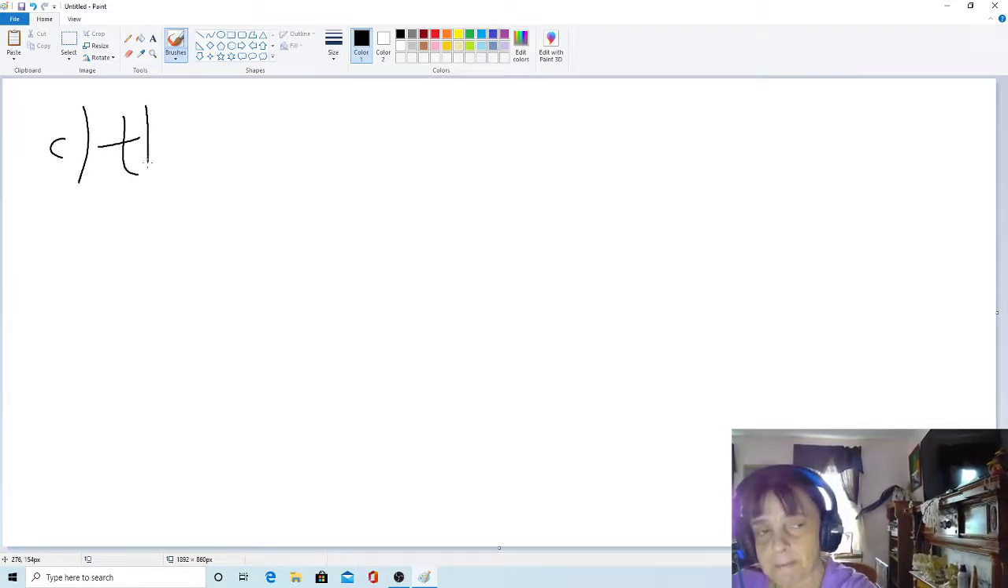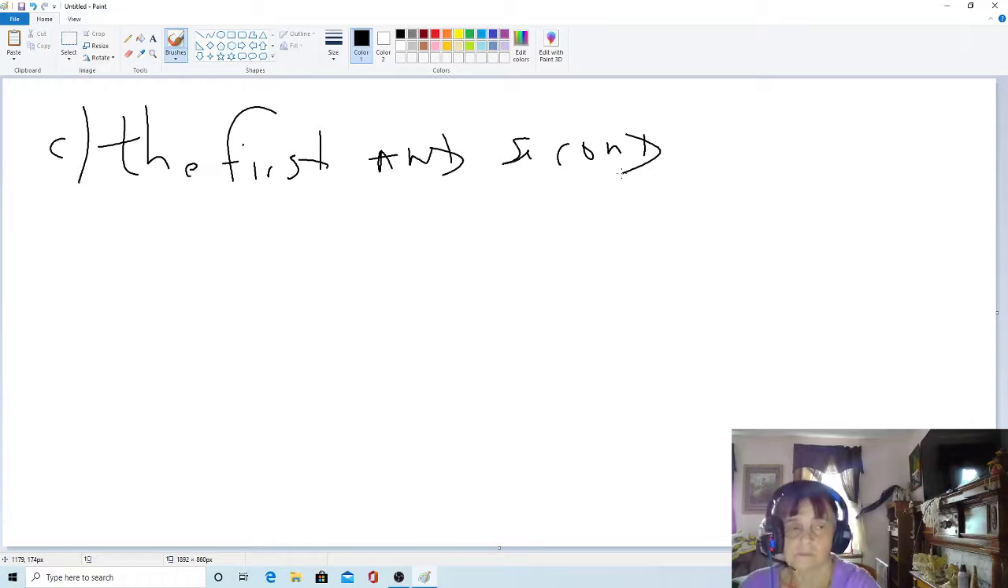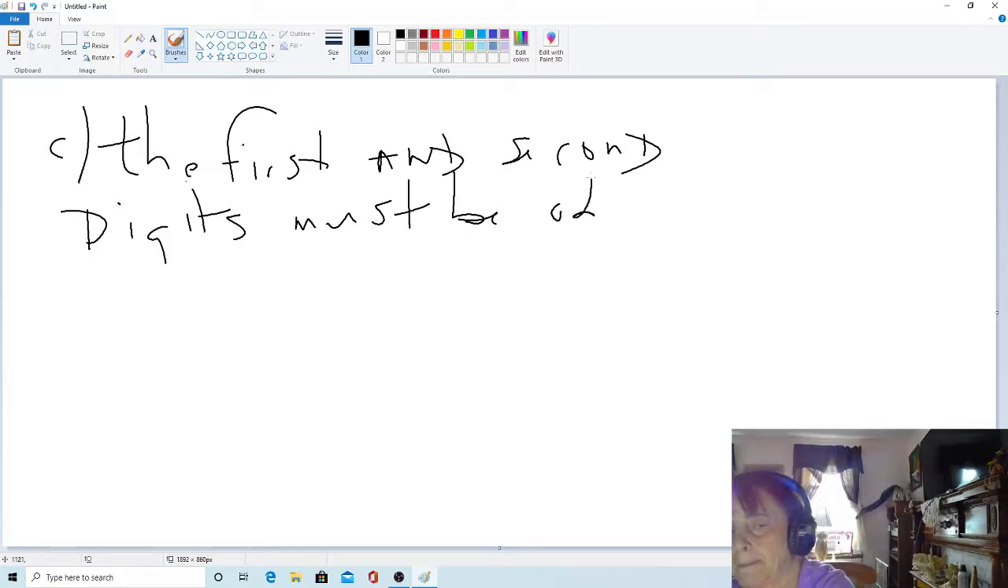The first and second digits must be odd, and repetition is not permitted.